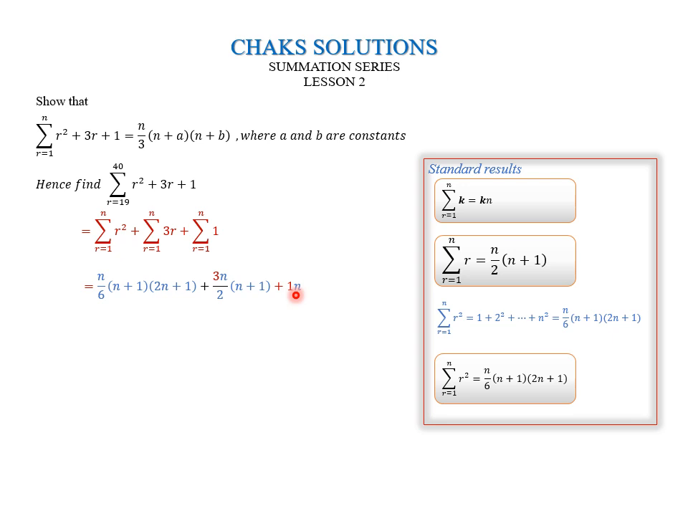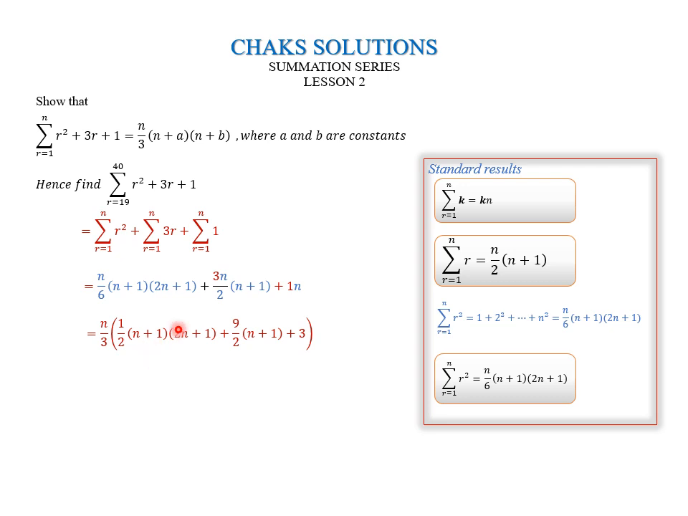Now we go to the next step. If you look closely, we have n over 3, so we can factor out n over 3 because n is common in each term. If you factor out n over 3 on the first term, we are going to have half times n plus 1, close brackets, open brackets, times 2n plus 1, close brackets, plus n over 2 times n plus 1 plus 3.